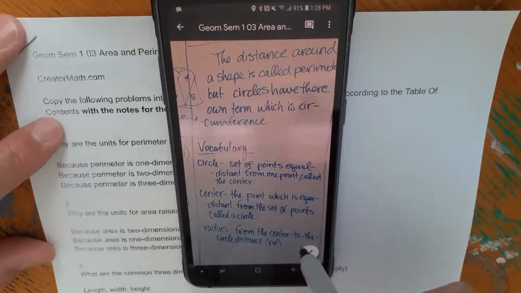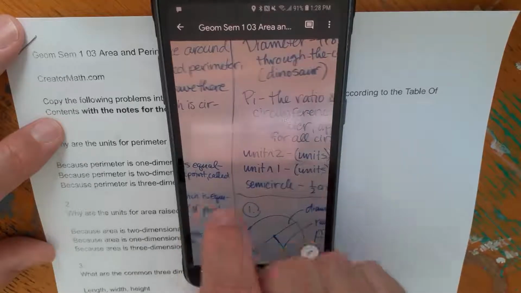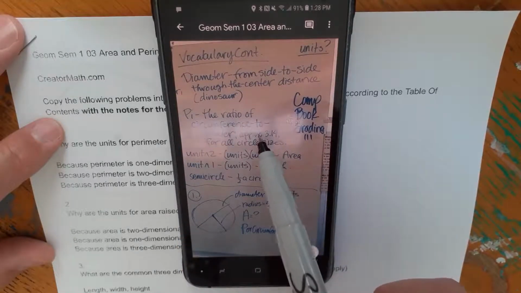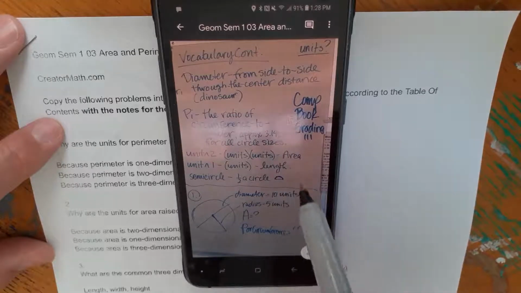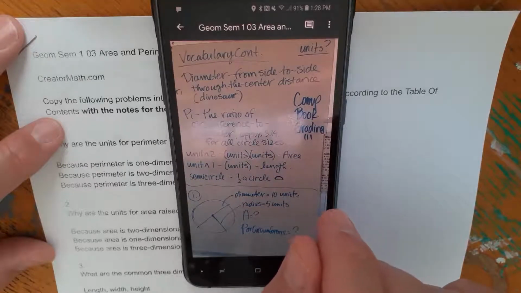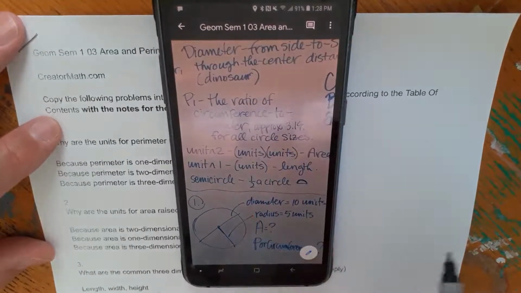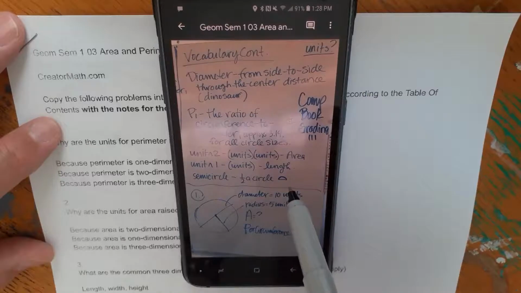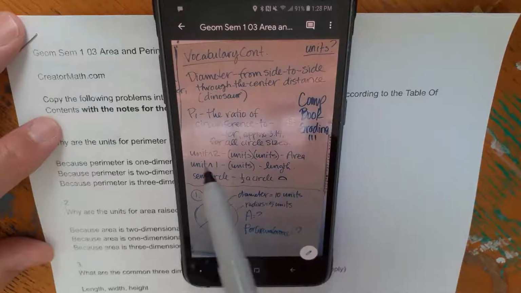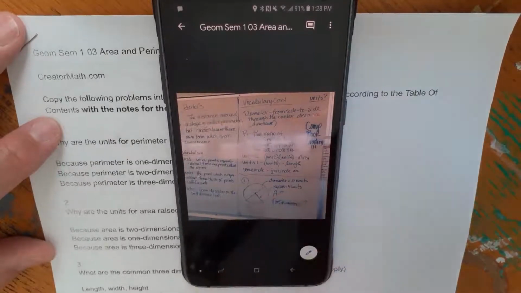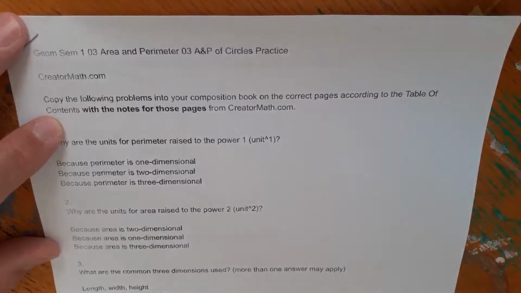A radius is the distance from the center to the circle, and the diameter is twice that. The diameter goes from the side of the circle to the other side through the center. Pi is the ratio of circumference to diameter, which in the old days you might have learned was 3.14. Hopefully now you know it's 3.14159265, etc., and therefore we leave pi in instead of converting it to 3.14. A semicircle is half a circle. Units to the 1 power is length, units to the 2 power is area, and of course units to the 3 power is volume. Put this into your comp book, and then let's do some problem sets here, and that will help you move through some of these problems, hopefully.